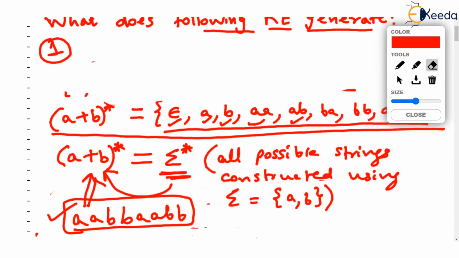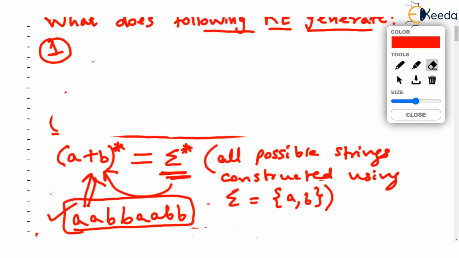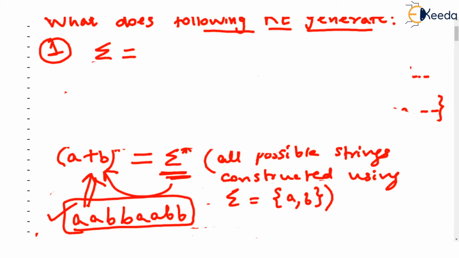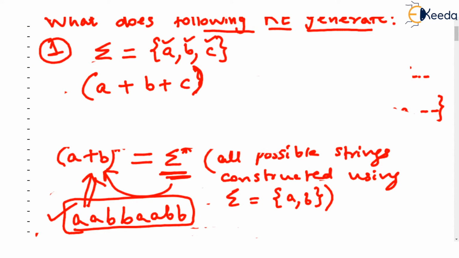I have finished explaining the first example on regular expression in this video. But then let us say that we are given sigma is {a, b, c}. Now there are three symbols in sigma and we can construct any string using these three symbols. And you are asked to write a regular expression which will generate all possible strings made up of a, b, c. Then what should be your regular expression? Yes, (a+b+c)*.